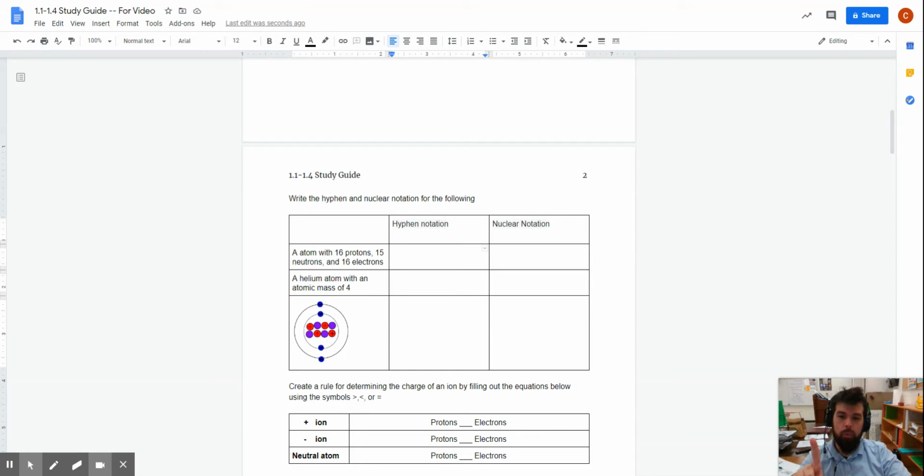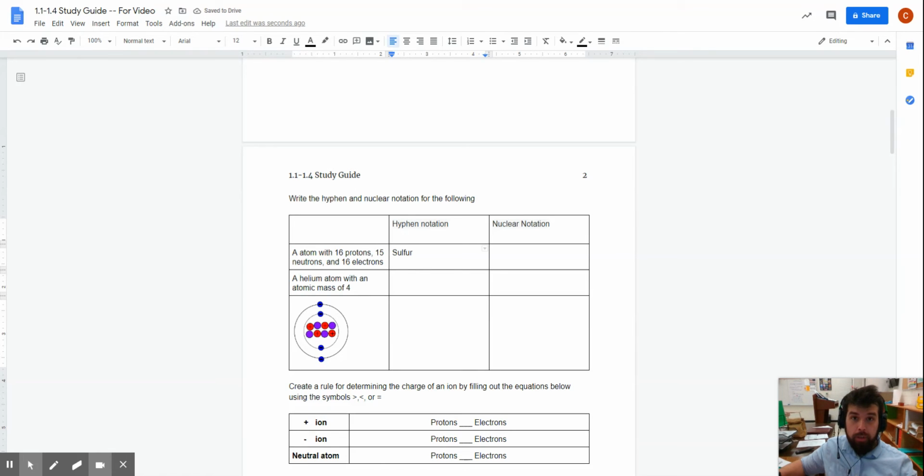So when I look at this, if I want to know what the name of this element is, I got to look at the protons. Protons are 16. That'll tell me where it is on the table. Number 16, well, hey, that's sulfur. I'll write out sulfur. That's the European spelling. Sulfur. We're in good old America.